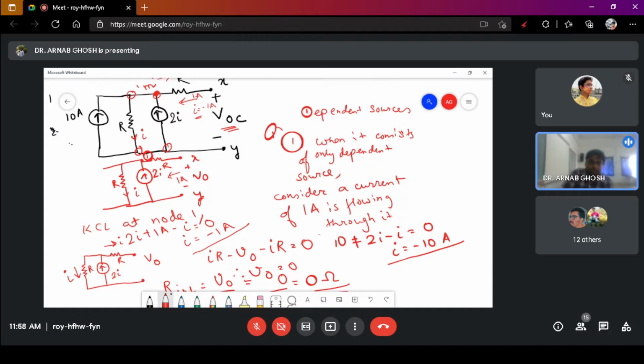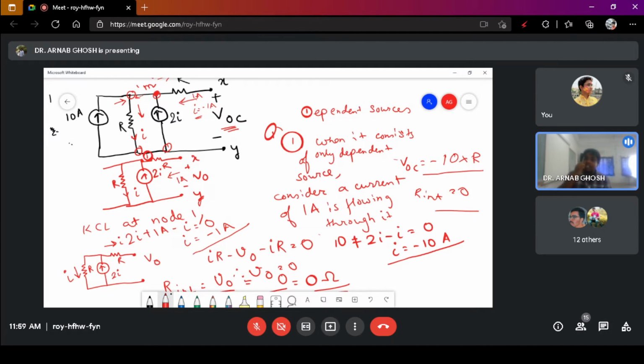So at this particular node, you see this 2I is entering here. This I is leaving here, and this 10 ampere is entering here. So 10 and 2I are entering, I is leaving. So what will be this current I? So what will be VOC? Your VOC will be equal to minus 10 into R. So this is your VOC, and your R internal has come out to be 0.